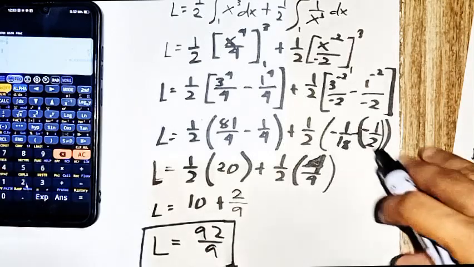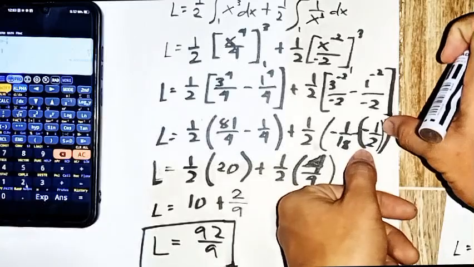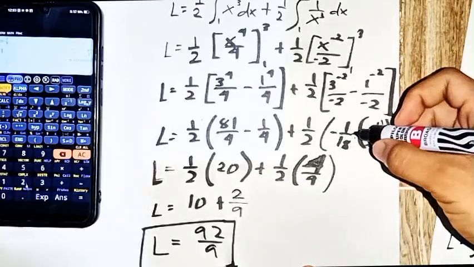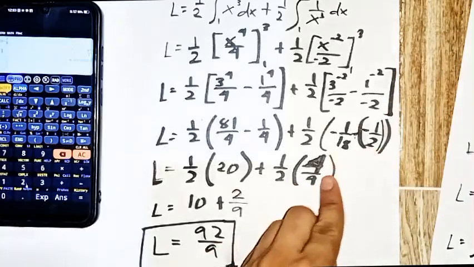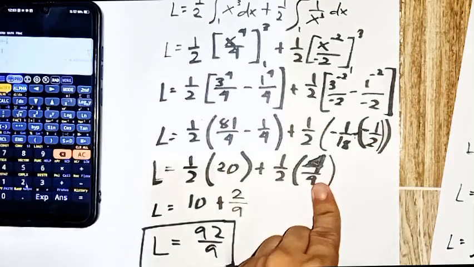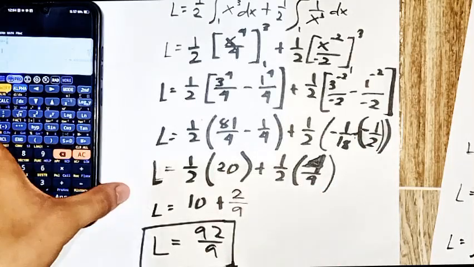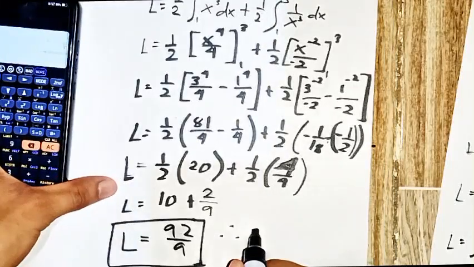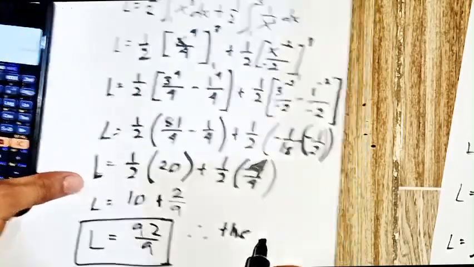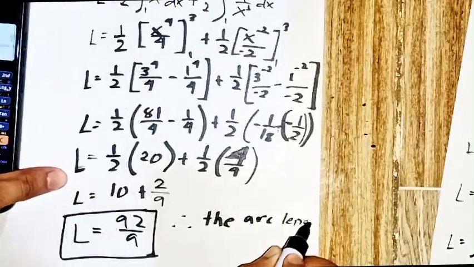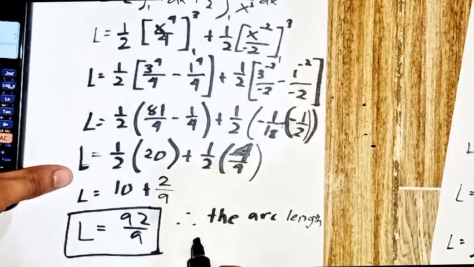I'm so sorry that I forgot the grouping symbol here, so our result was wrong. But we corrected it, so it becomes 4 over 9, and we came up with the answer of 92 over 9. So that is the length. Therefore, the arc length is 92 over 9.